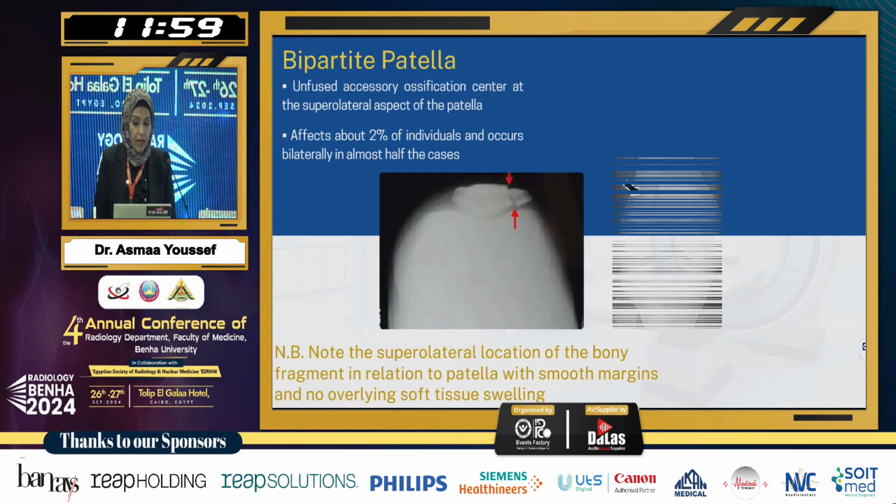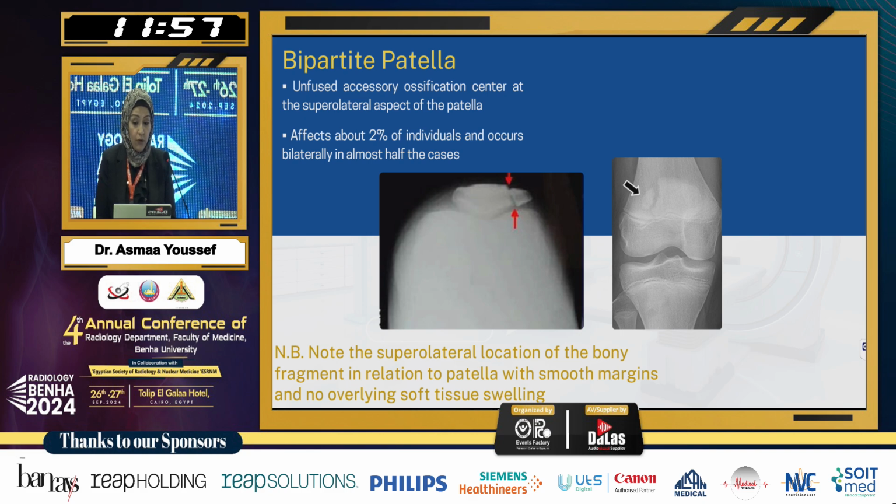Bipartite patella is an unfused accessory ossification center at the superior lateral aspect of the patella that affects about 2% of individuals. Note an important thing here to know: the superior lateral location of this bony fragment, as we see here, in relation to the patella with a smooth margin, usually widely separated, and there is some sort of sclerosis with no overlying soft tissue swelling, not to confuse with any patellar fracture.